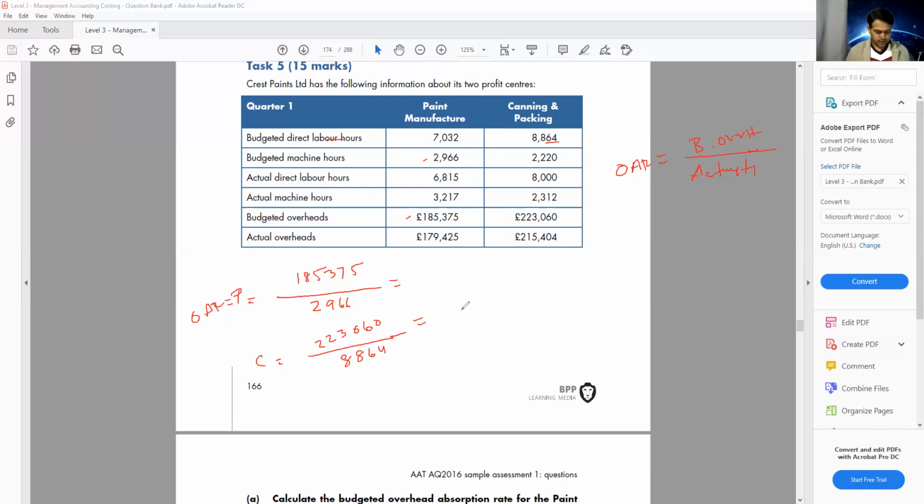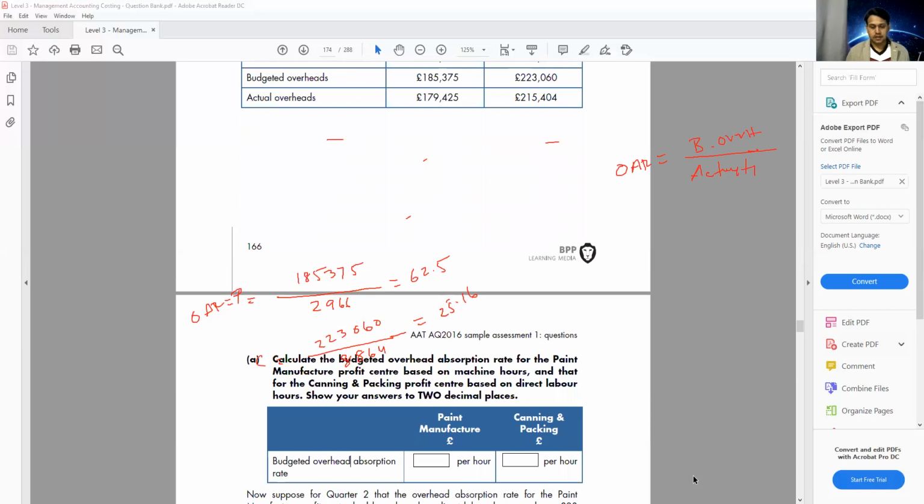So 185,375 divided by 2,966 is 62.5. And the next one, 223,060 divided by 8,864, is 25.16. So we have our OAR. Let's write it down here. For our paint, that is 62.5, and for the canning and packing, 25.16. So this is our overhead absorption rate.